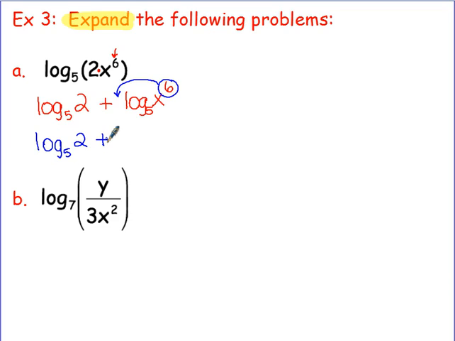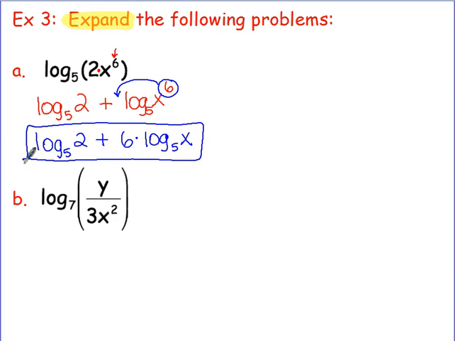Plus sign doesn't change. The 6 comes in front, so it's 6 times log base 5 of x. And this is a done problem because no more properties can be used here, and no more properties can be used here. Okay, so let's take a look at the next problem.